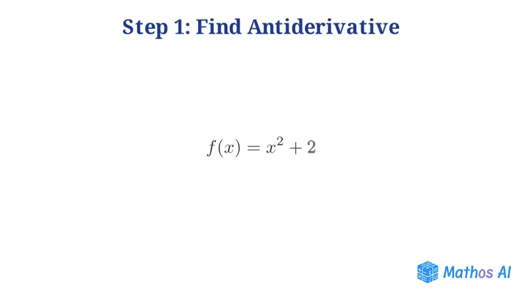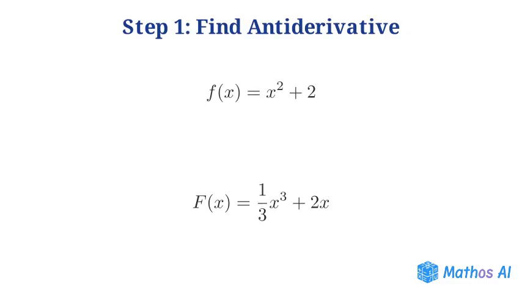Our first mission is to find the antiderivative of our function, x squared plus 2. Think of this as finding the undo button for differentiation. For x squared, we increase the power by 1 and divide by the new power. For the constant 2, we simply add x, so the antiderivative is 1/3 x cubed plus 2x.